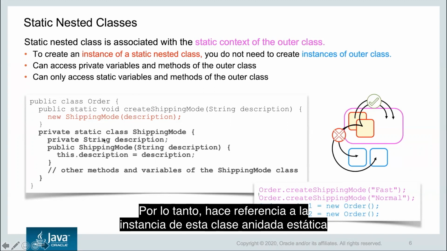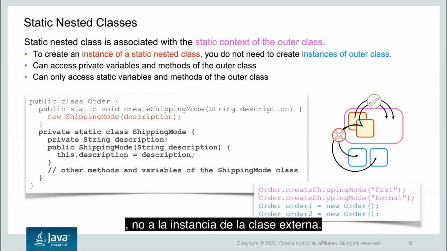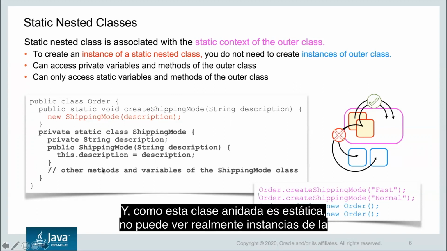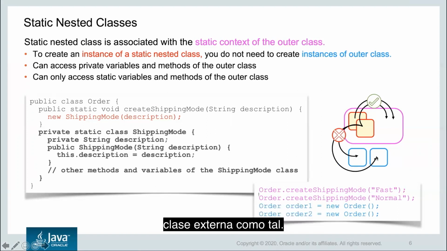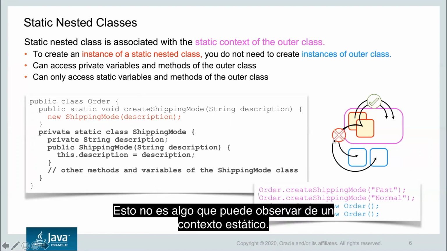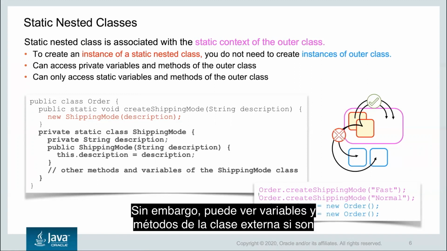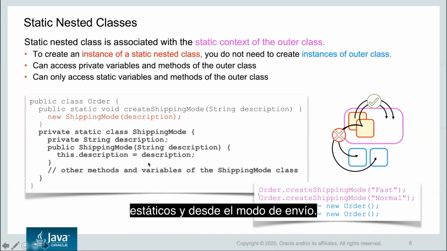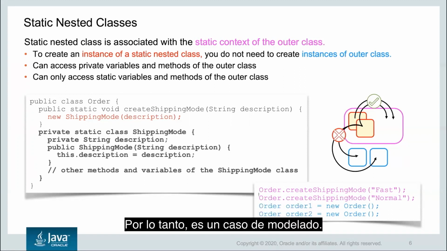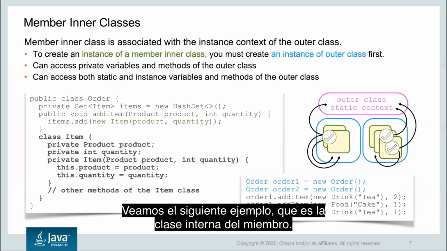So it refers to the instance of this static nested class, not the instance of the outer class. And because this nested class is static, it cannot actually even see instances of the outer class as such. This is not something that you can observe from a static context, but you can see variables and methods of the outer class if they're static as well from within the shipping mode. Okay, so that's one modeling case. Let's take a look at the next example, which is the member inner class.